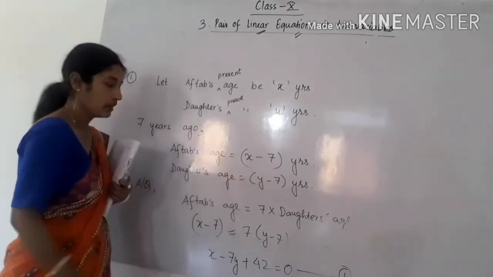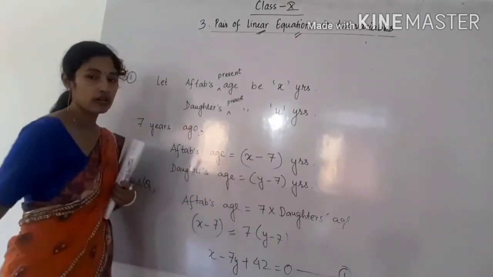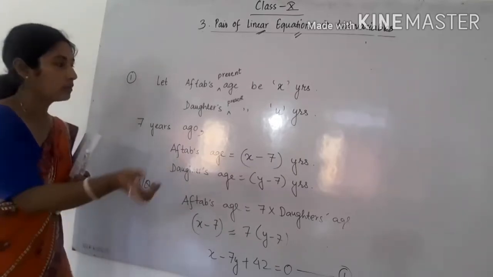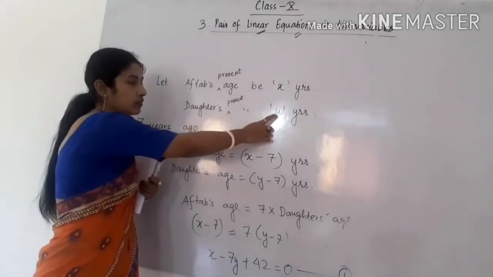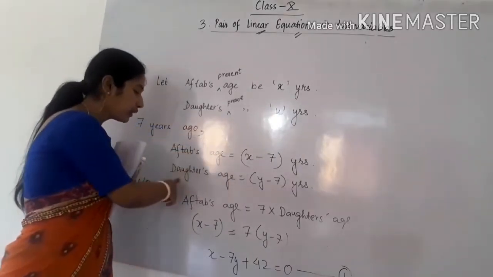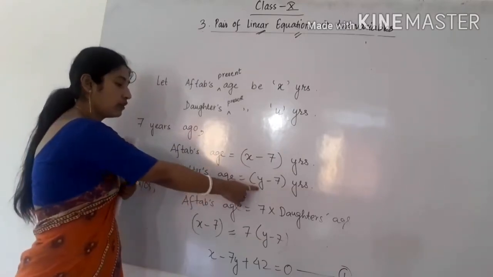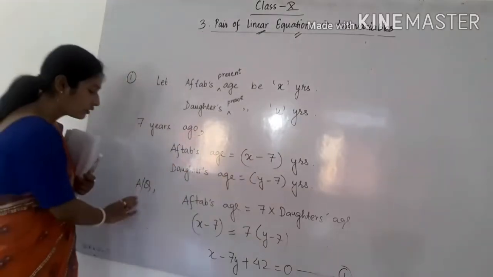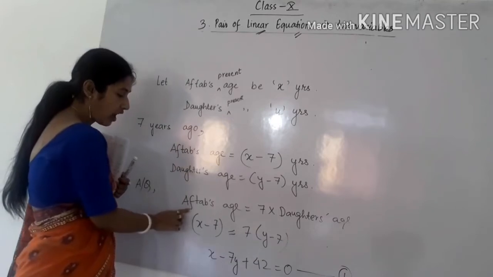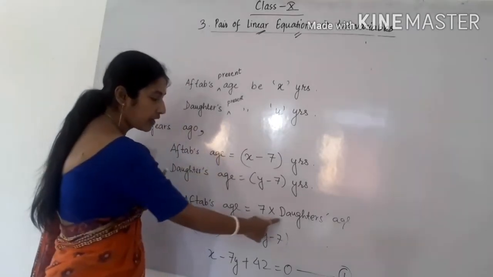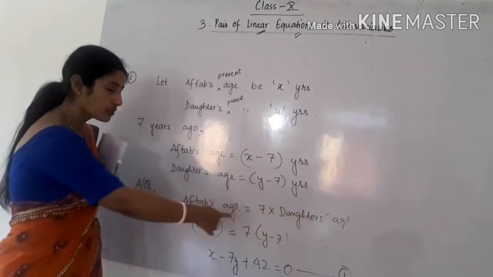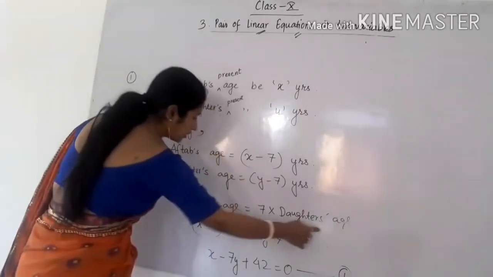X minus 7. Similarly, the daughter's age will be Y minus 7, because at present her age was Y. So the daughter's age 7 years ago will be Y minus 7. So according to the question, how will we write? Aftab's age is equal to 7 times the daughter's age. This condition is already given in the question.